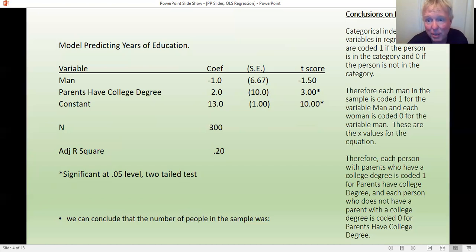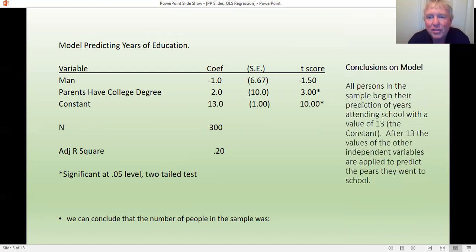Therefore, each man in the sample is coded 1 for the variable man, and each woman is coded 0 for the variable man. And these are the X values for that equation. Therefore, each person with parents who have a college degree is coded 1 for parents who have a college degree, and each person who does not have a parent with a college degree is coded 0. Those codes are there. I know I'm repeating myself from the last slide, but these notes on the right-hand side will let you read these notes and be able to replay this and see what we're doing here with this regression equation.